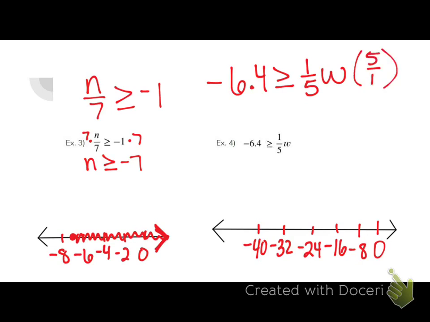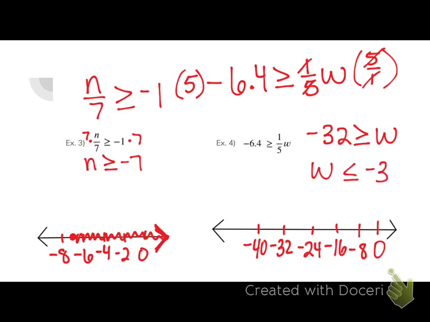So if we multiply by the reciprocal, 5 over 1 is really the same as 5. Okay, so by our variable, the fractions canceled out. So we are left with, good, negative 32 is greater than or equal to W. Are we ready to graph there? Very good. We need to flip it around. So everything, including the sign in the middle, flips around. Okay, now we're ready to graph.